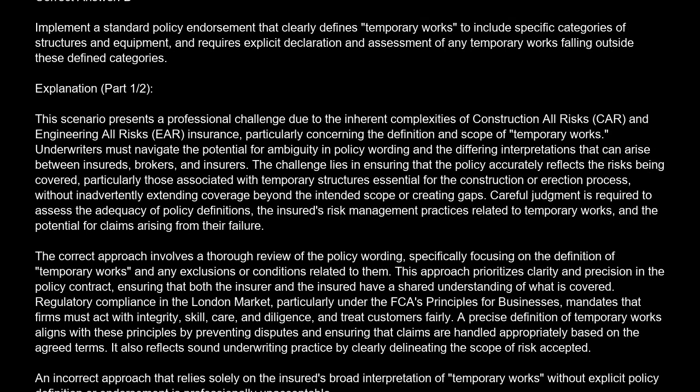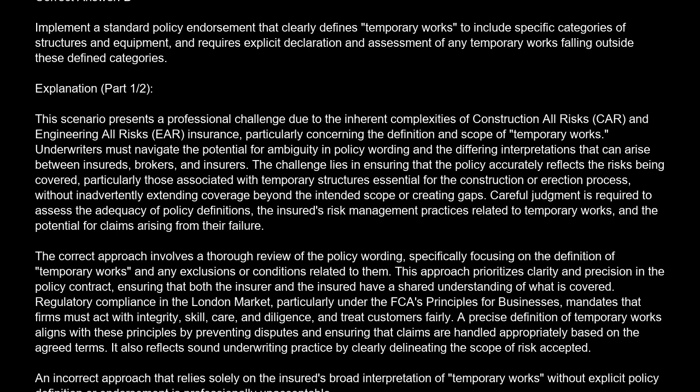The correct answer is B. Implement a standard policy endorsement that clearly defines temporary works to include specific categories of structures and equipment, and requires explicit declaration and assessment of any temporary works falling outside these defined categories.